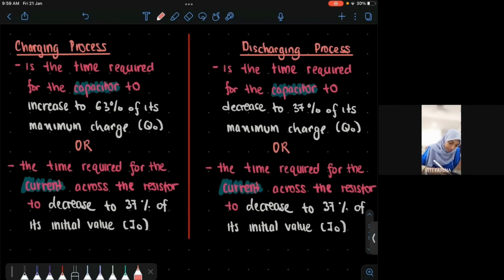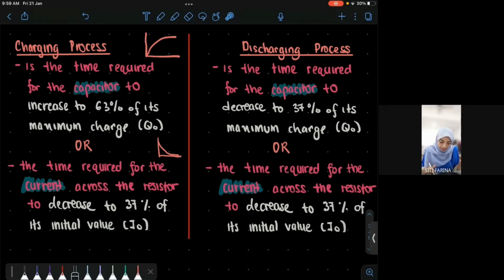Kenapa? Sebab untuk charge, dia punya bentuk graf adalah increase exponentially. Bila kita tengah charging, Q kita akan increase. Tapi untuk current, I dia tengah decrease. Sebab tu, the time constant dekat sini adalah untuk charge increase to 63%. Untuk current, decrease to 37%. Sebab Q is increasing, I is decreasing.